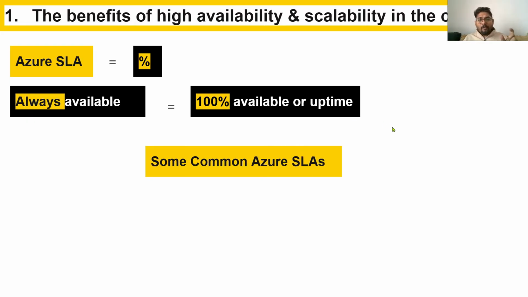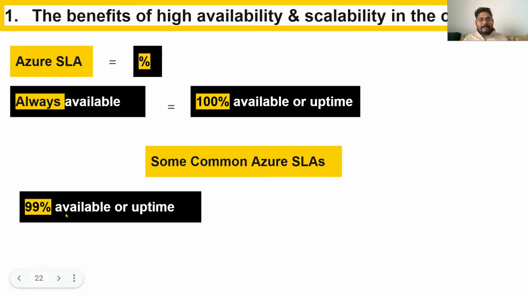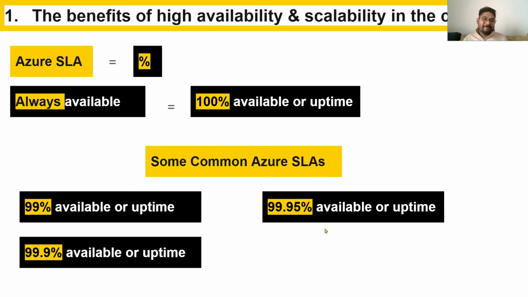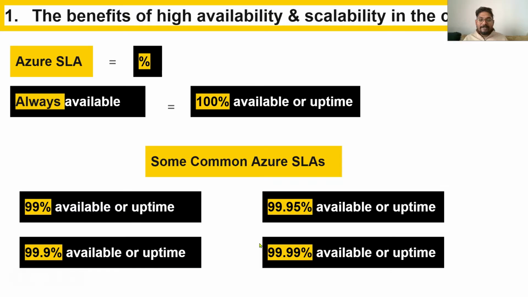Okay, so what are the common SLAs provided by Azure? For example, 99% available or uptime. 99.95% available uptime. 99.9%, you can see the differences. 99.99% is available uptime.